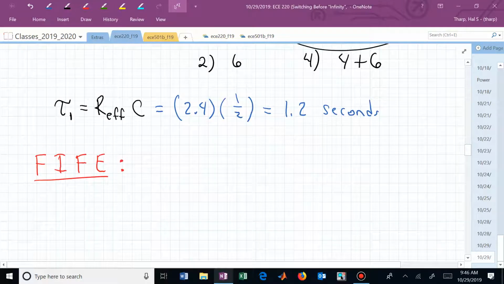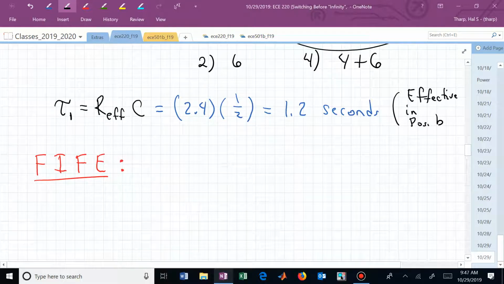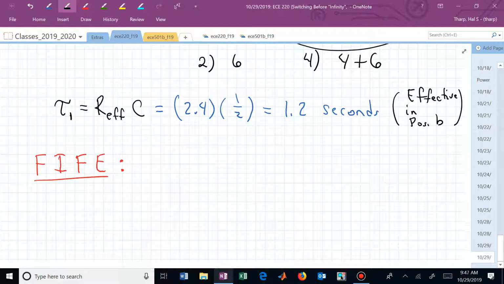Our first time constant that we're interested in is 1.2 seconds. And this is effective, this time constant, when our switch is in position B. That's what our time constant appears to be, or is, when we are in switch position B. So now we need to call in FIFE. And we can use FIFE because we're dealing with constant sources.